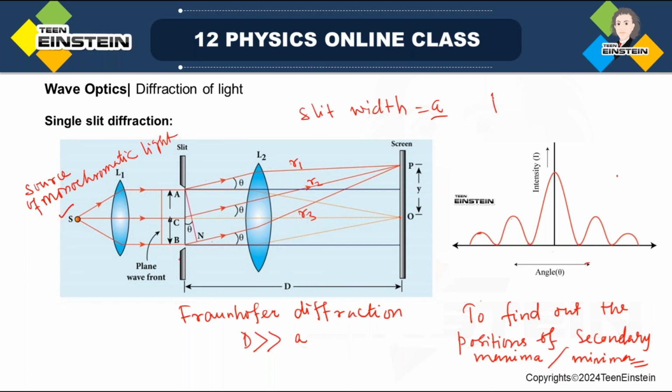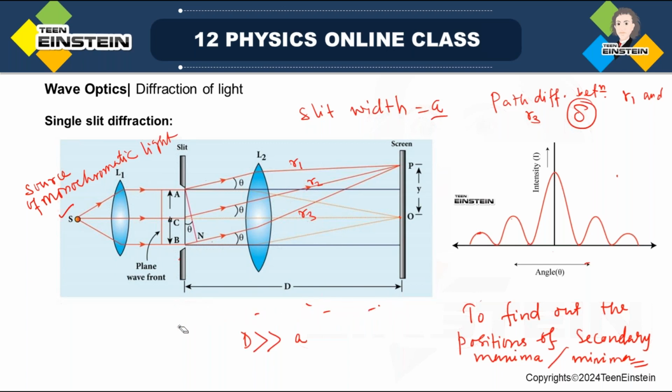So the path difference between R1 and R3, let us say that is delta. We have to find out what this delta is. Let me erase this portion. So what is this delta?